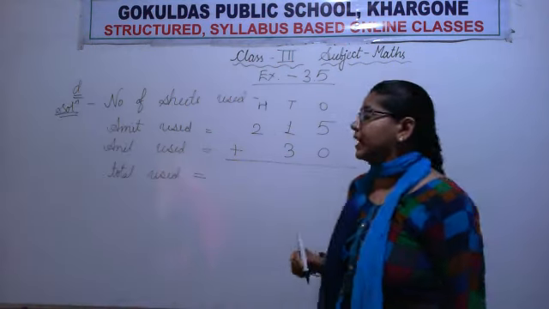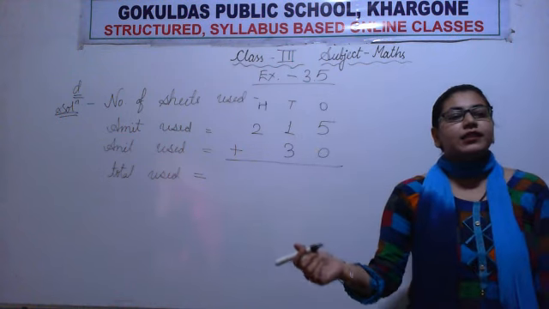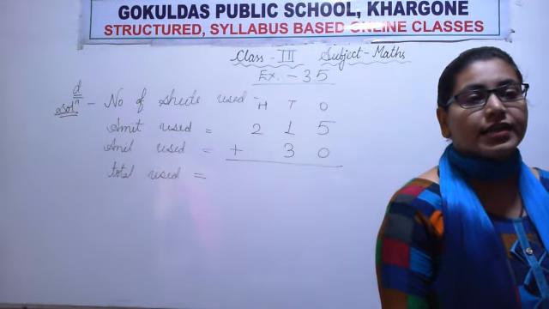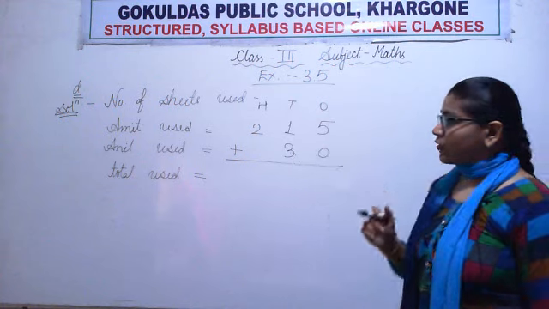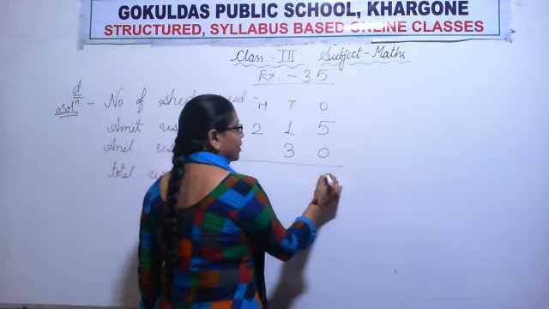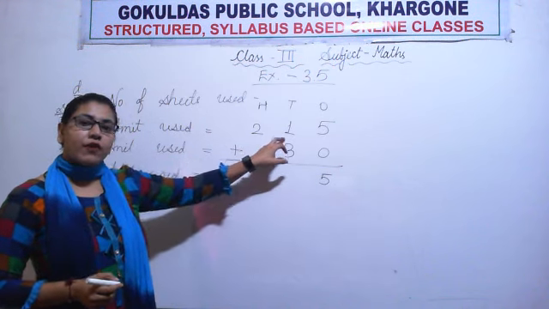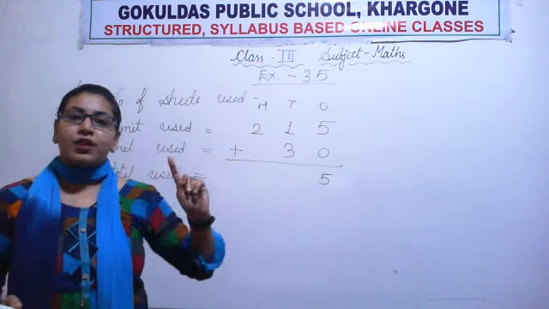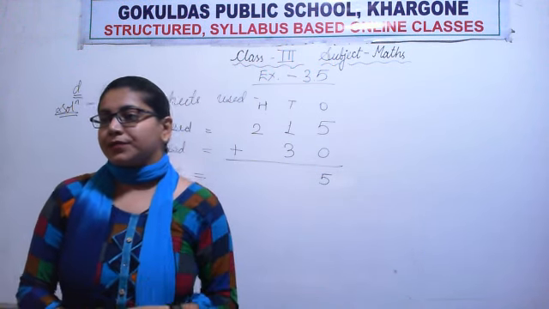Starting from the ones place, 5 plus 0. Remember the addition property: whenever 0 is added to any number, the result is the number itself. So 5 plus 0 is 5. So we will write 5 here. Now 1 plus 3. All of you count, open one finger and then open 3 more fingers, and then count all the fingers.